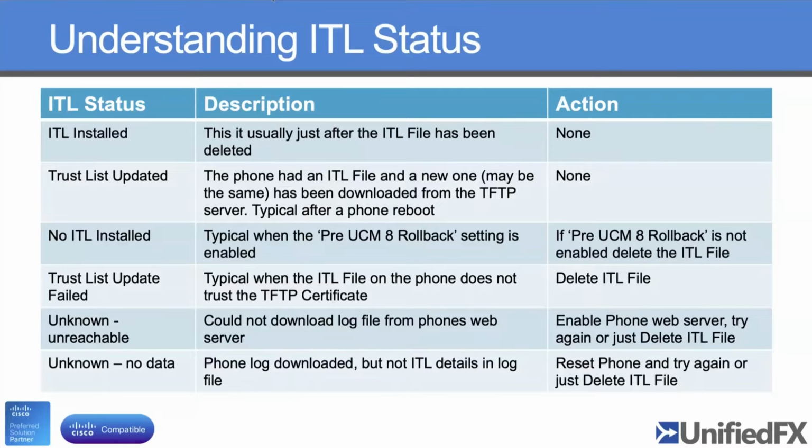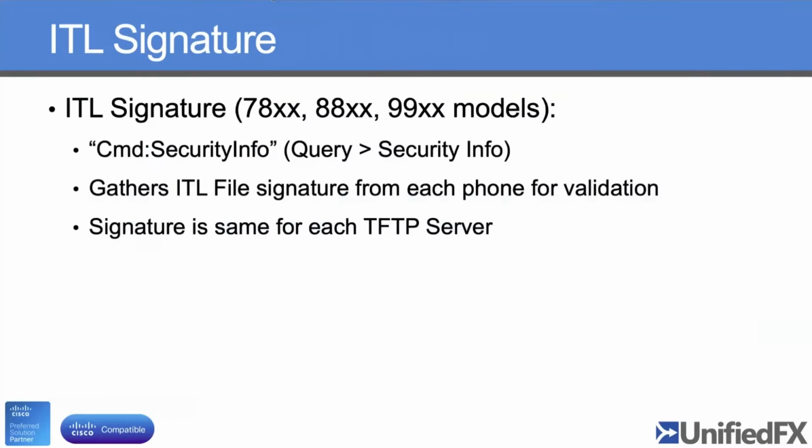Generally, the recommendation is either reset the phone, so it does refresh the log file with the latest ITL data as it reboots, and then you can requery, and you should get one of those other statuses if you do that. So that's one step you can perform. However, as I maybe said more than once now, you can always just delete the ITL file. That's why it is the recommendation. There is no bad consequences, only positive when you do that.